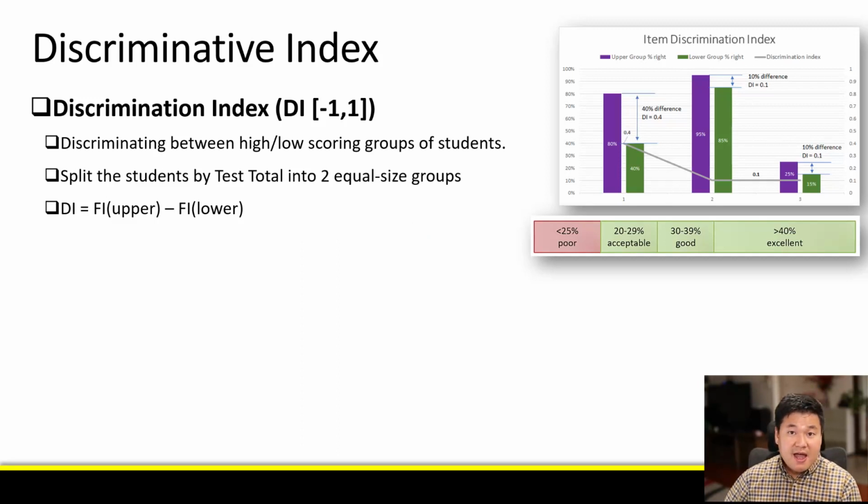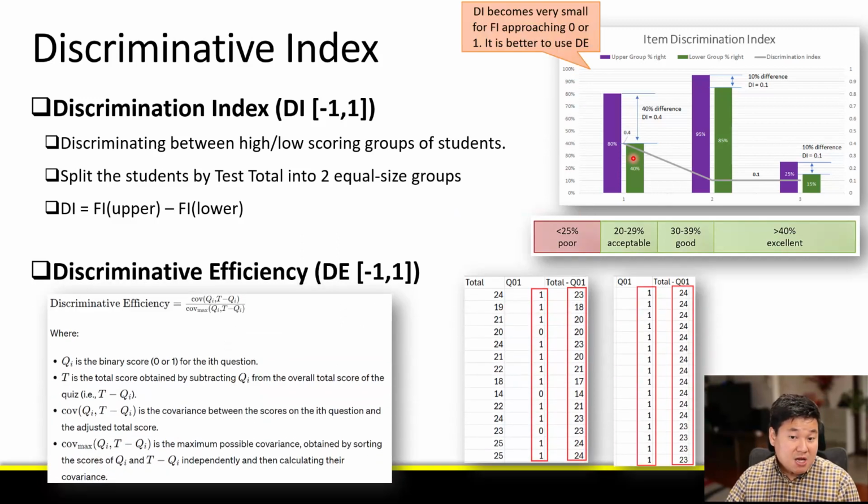Discriminative index, on the other hand, measures a question's ability to distinguish between those who understand the materials and those who don't. We calculate it by comparing the performance of the top and the bottom groups of students on each question. Now, this gives us a sense of whether a question can effectively separate high performers from low performers. This metric, however, has its limit. A question with a very high or very low facility index tends to have its discriminative power approaching zero.